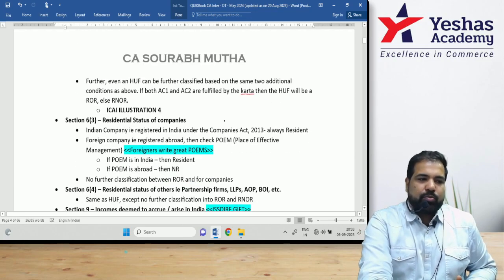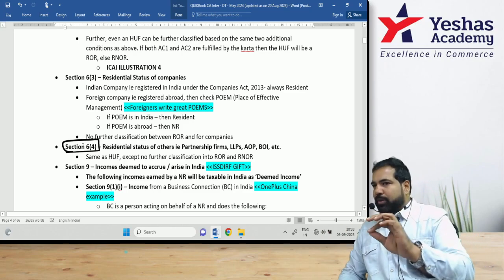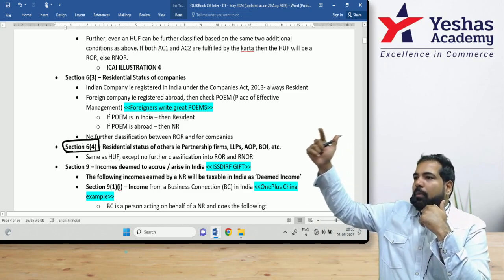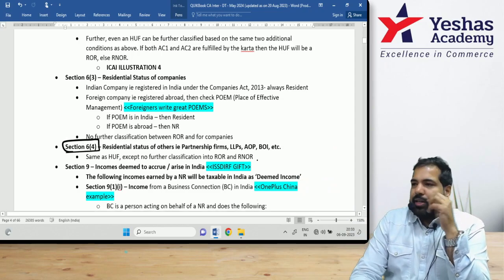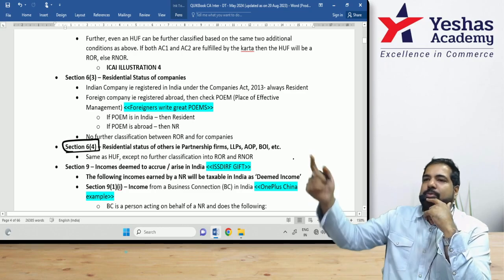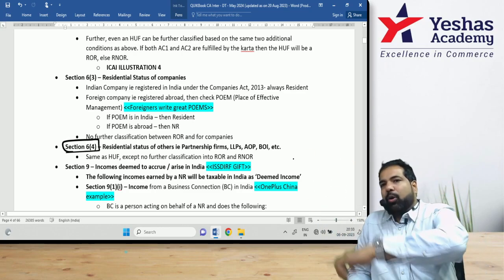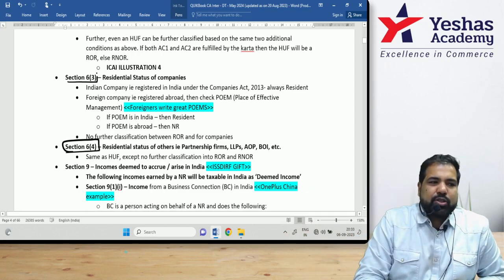This is section 6.2. 6.4 is very similar, so let's do that, guys. Everyone else except companies. Partnership firm, LLPs, all of them are here. It again depends on what? Control and management. Is it the same? Yes. Only thing is there's no further bifurcation here. Control and management in India, abroad, partly in India, partly abroad. Excellent.